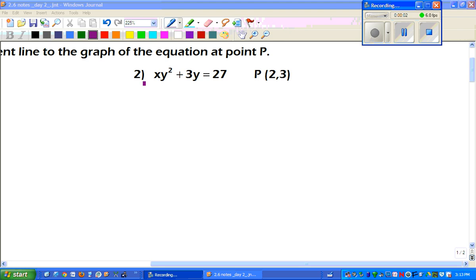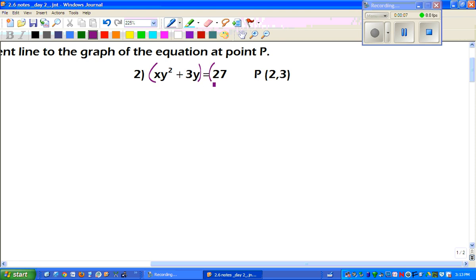Let's go ahead and take a look at number 2. We're taking the derivative of both sides. We could use this notation to denote that. Kind of like if we were taking the square root of both sides, we put the square root sign. If we put the d over dx outside the parentheses, that means we're taking the derivative of each side.